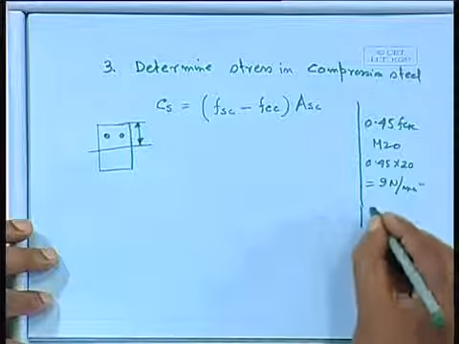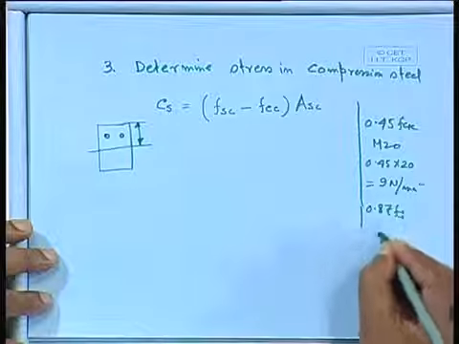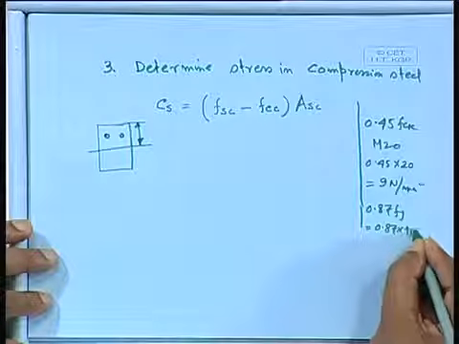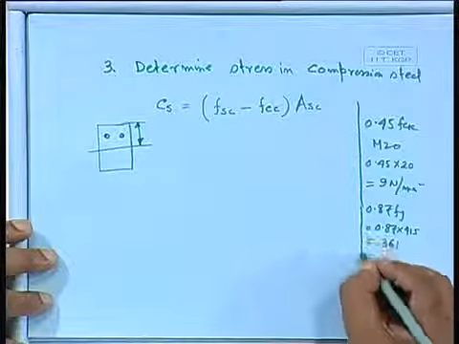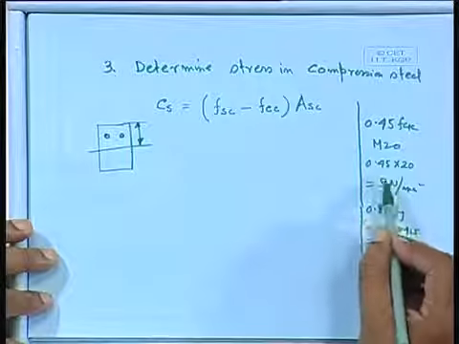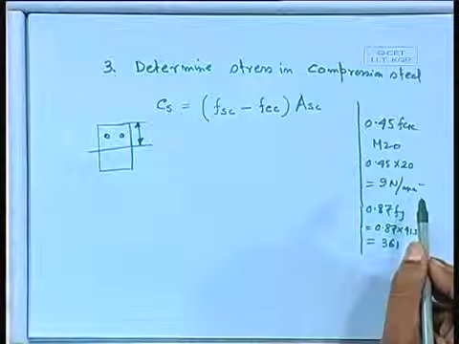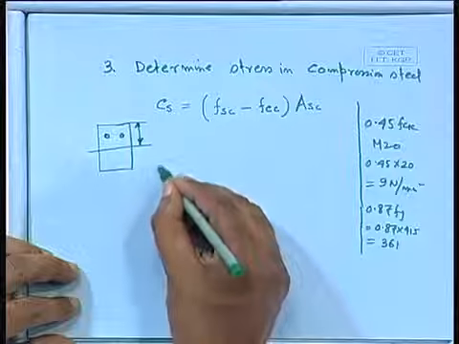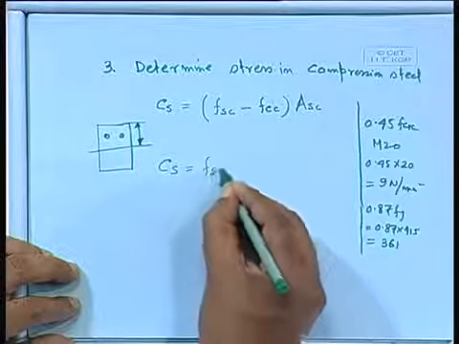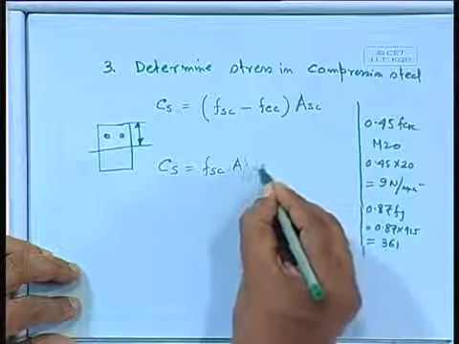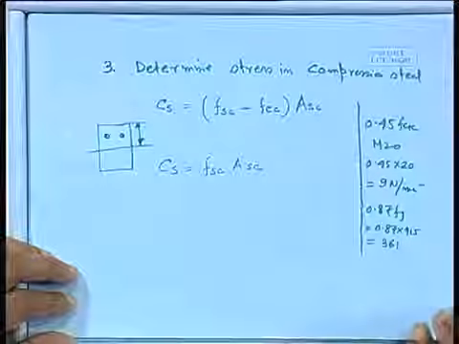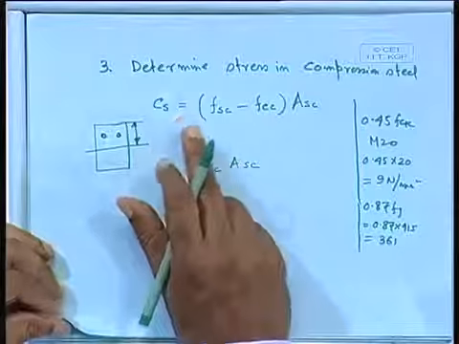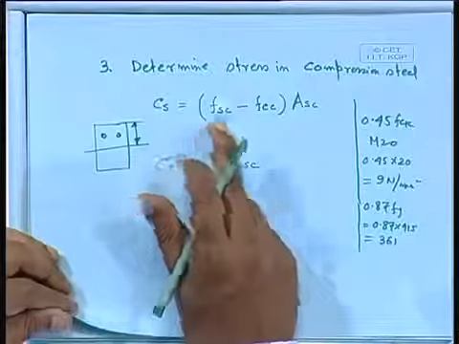Whereas 0.87 fy, say for Fe415, comes to almost 361. So in this case we can neglect this 9, and our code also, in Annex G, you will find, neglects it, and we can write down Cs equal to nothing but fsc times Asc. So this is the compressive force due to the steel on the compression side.